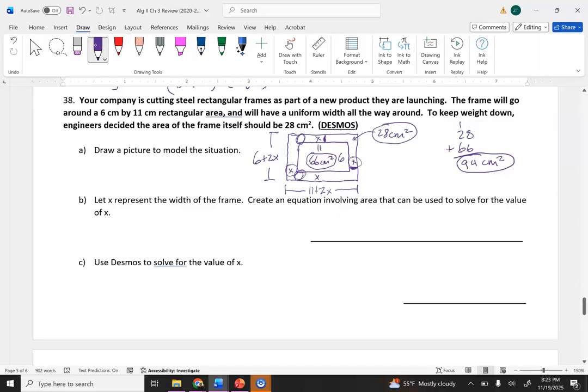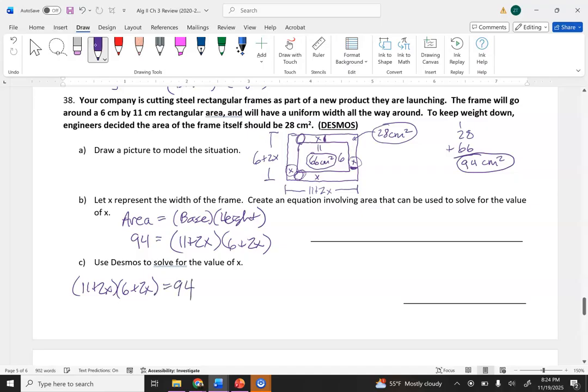All right. So we know that the area of a rectangle is always equal to base times height. The base is 11 plus 2x. The height is 6 plus 2x. And in this case, we actually know the area because we already calculated it over here. The total area is 94. So this whole thing is going to be equal to 94. Now that is the equation that we're going to have to solve in Desmos. So let's bring it down here. I'm going to go ahead and switch the sides of it.